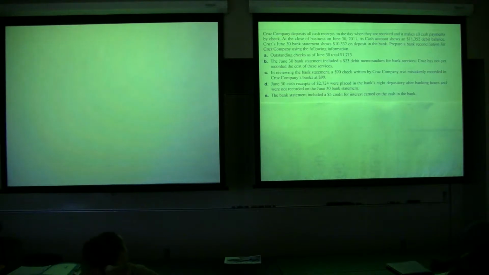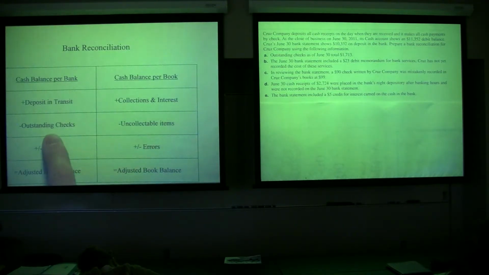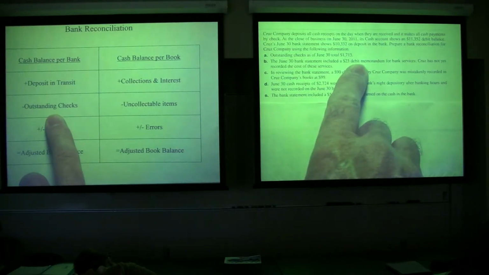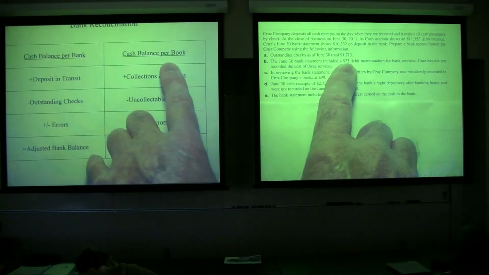They start out by telling you what the outstanding checks are. Now, where do the outstanding checks go? The outstanding checks, of course, will be subtracted from the bank balance. And then there's a debit memorandum for bank services. A debit memorandum means that your account goes down. They're going to debit your account. And so that goes on the book balance.